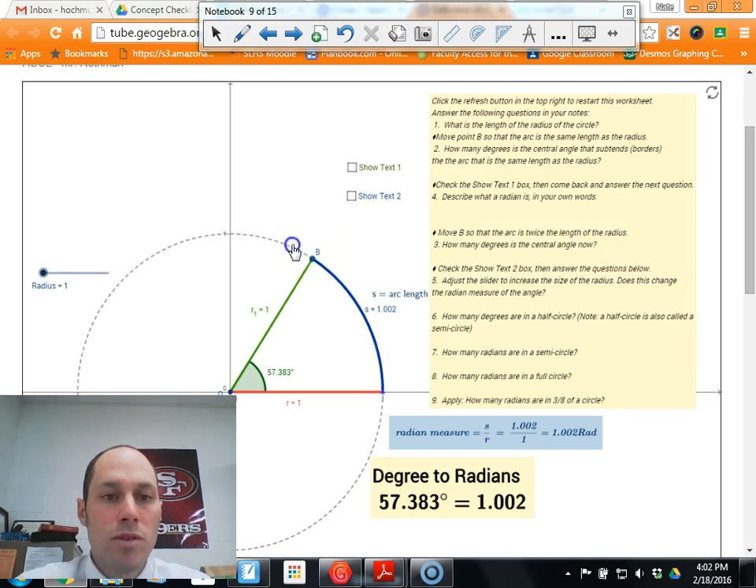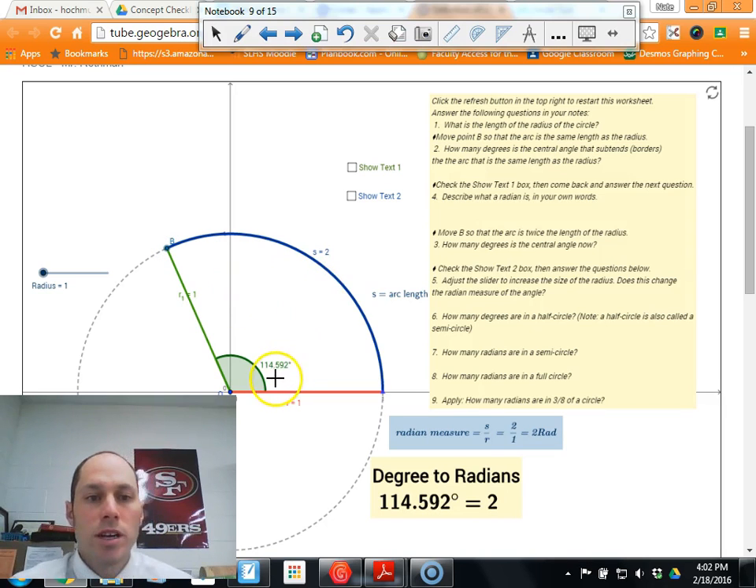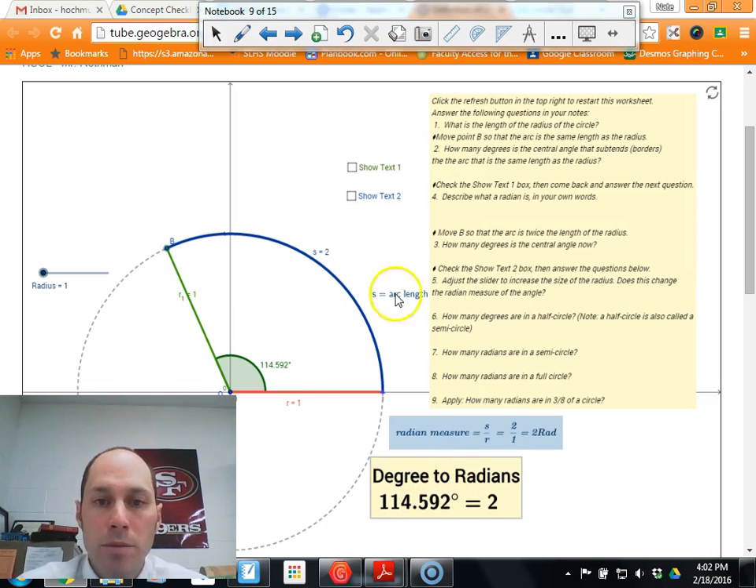So I'm just going to move this so that's 2. So now my arc length is roughly 2. So there we go. Perfect. How many degrees is the central angle? It's 114.592. You notice that's double what we had before.